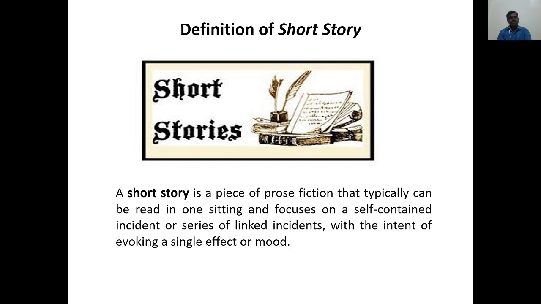A short story is a piece of prose fiction that typically can be read in one sitting and focuses on a self-contained incident or series of linked incidents, with the intent of evoking a single effect or mood. So it will have incidents linked one with the other, and it will have a single effect.